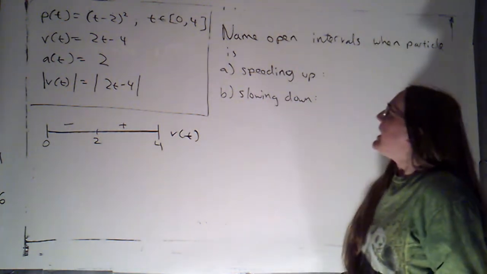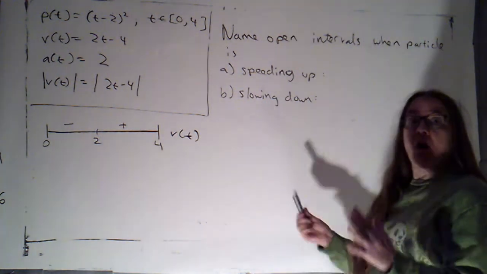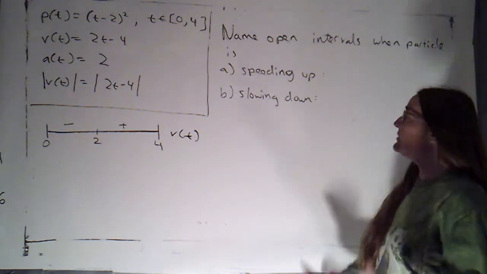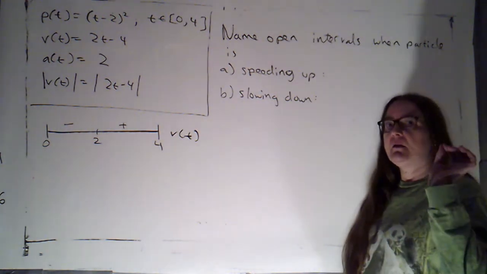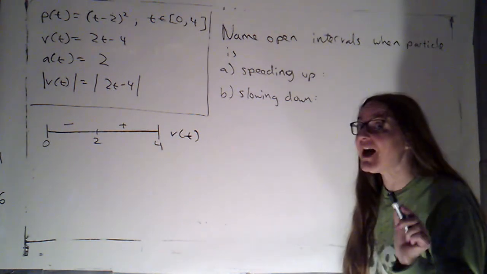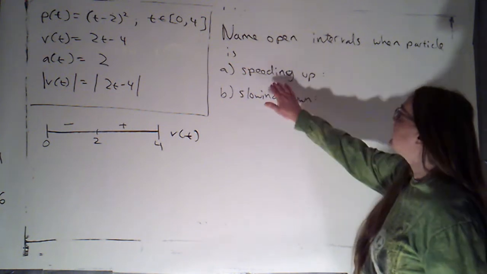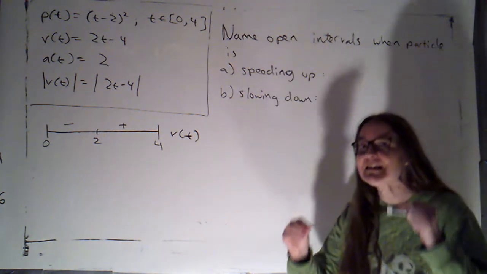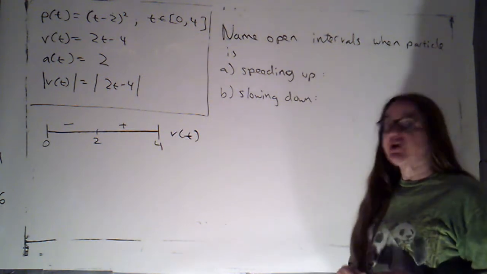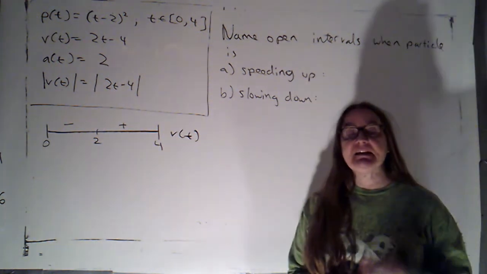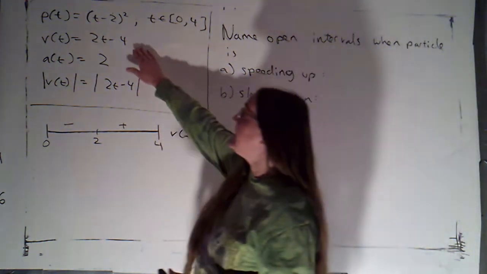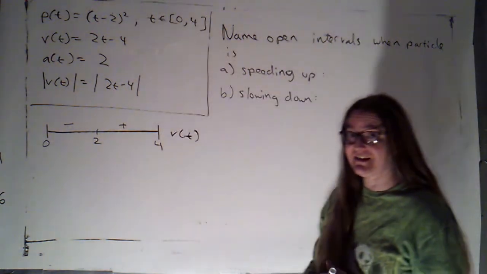Okay. Now, a lot of times people say, oh, we just need to look at the acceleration because we're talking about essentially how the speed is changing. But yes, we're talking about how the speed is changing, not how the velocity is changing. Speeding up means that the speed is increasing. Acceleration isn't the change in speed, it's the change in velocity. And velocity is a signed quantity.